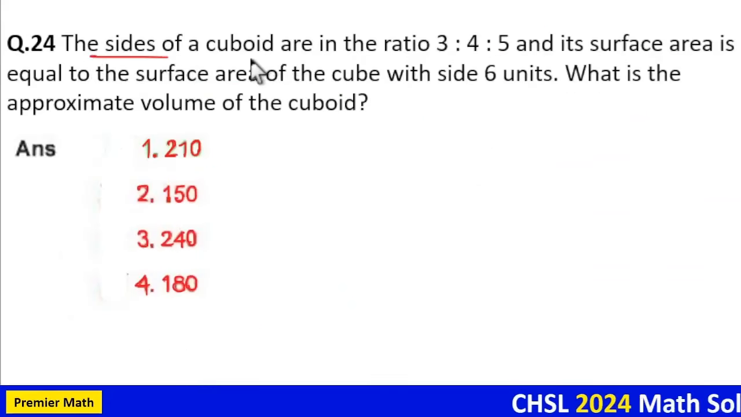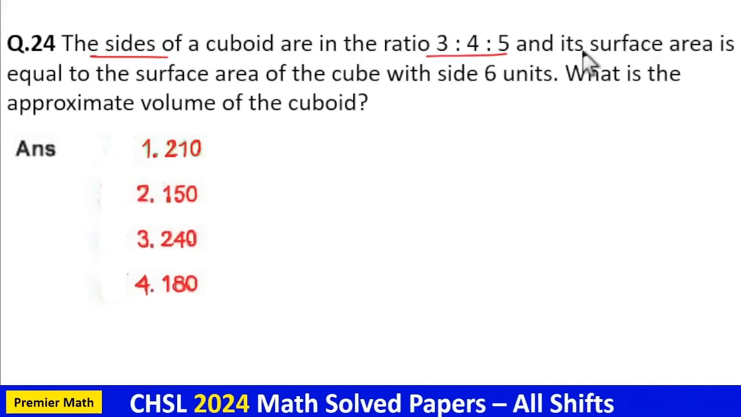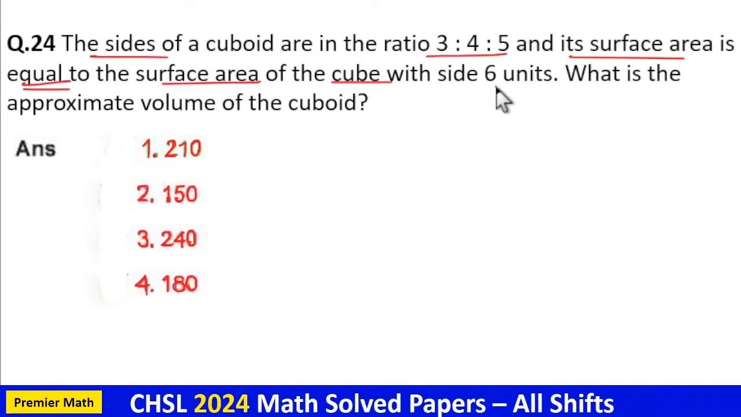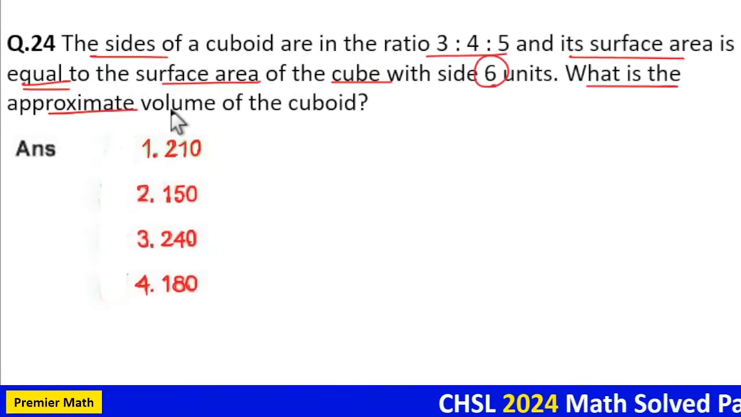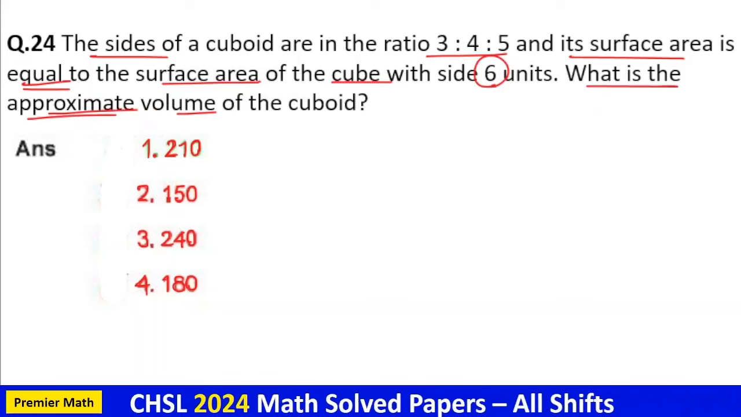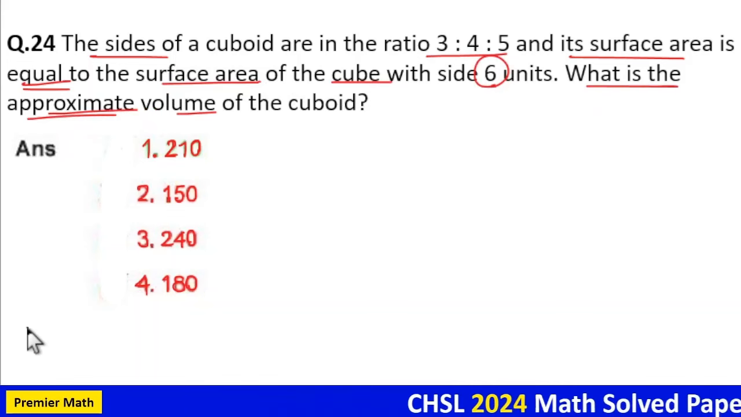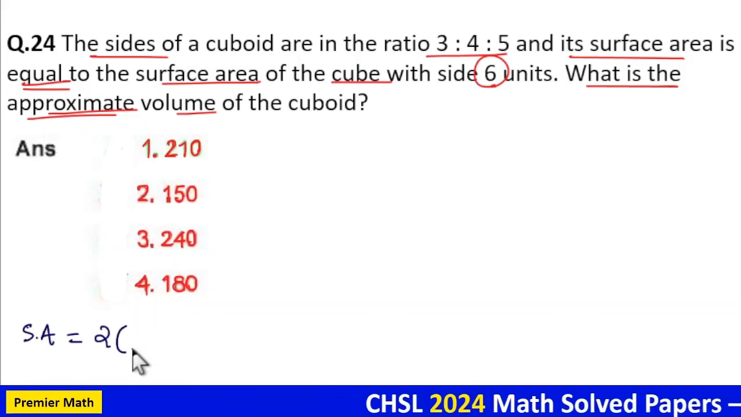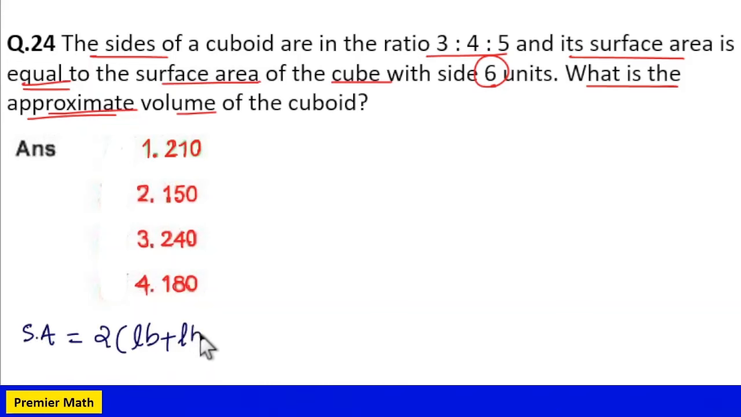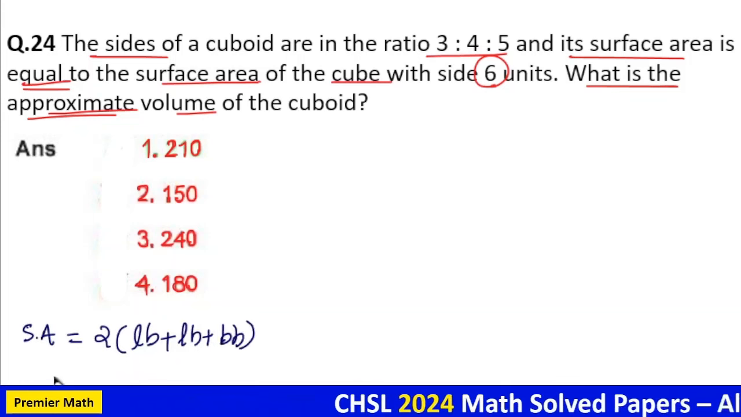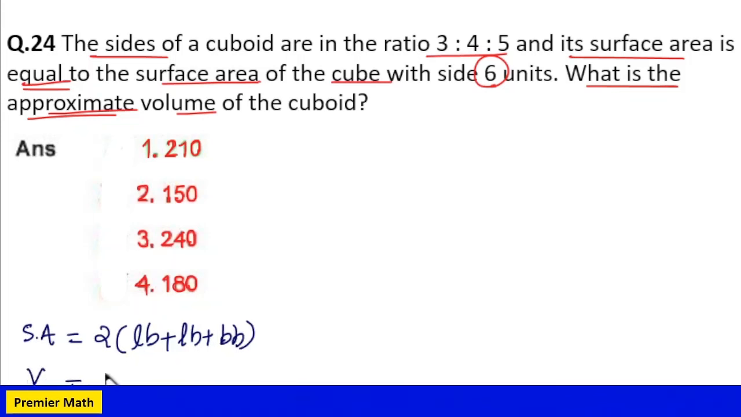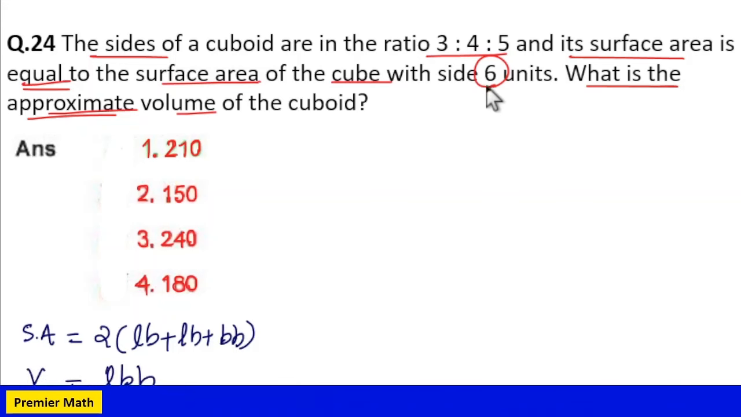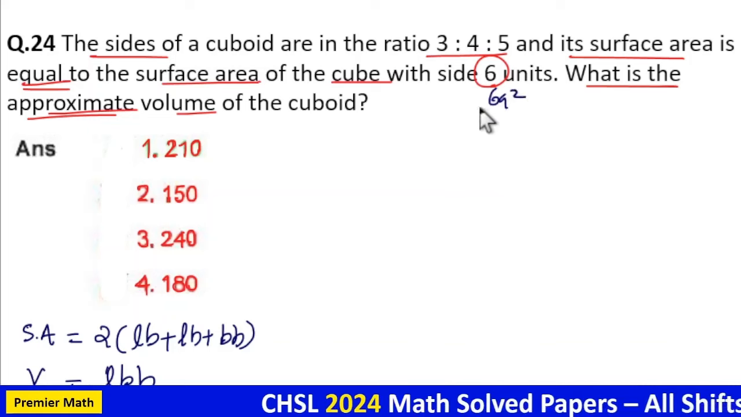The sides of a cuboid are in the ratio 3:4:5. Its surface area is equal to the surface area of a cube with side 6 units. What is the approximate volume of the cuboid? Here, the surface area of a cuboid is 2 into (LB plus LH plus BH). In the same way, volume is LBH. Now, the surface area of a cube is 6a squared.